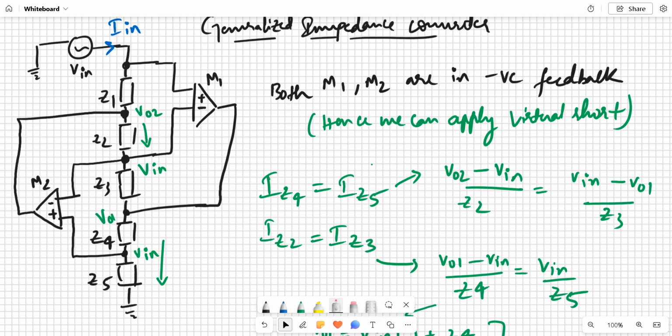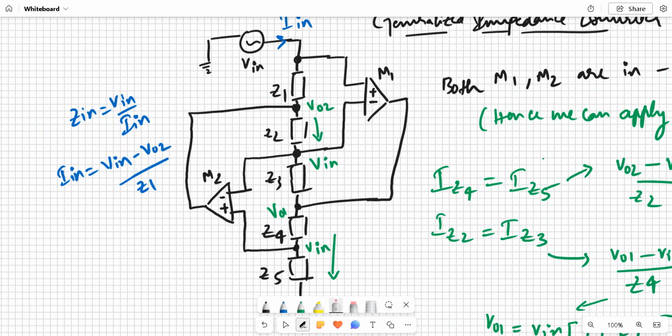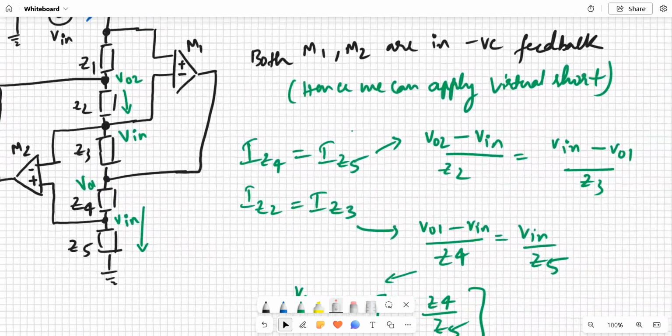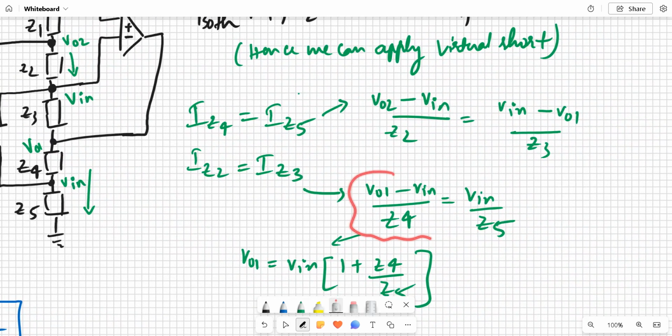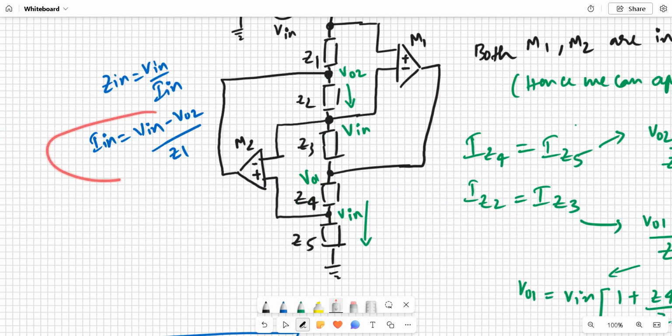Now that we have got both of these, we actually want (Vn minus V02) upon Z1. So we don't want V01 in any of our final equations, and we have to somehow eliminate V01. Seeing this equation, we can write V01 as something times Vn. If we get V01, we can substitute it in this equation, which gives the relation between V02 and Vn, and we can then apply the obtained equation in this equation.